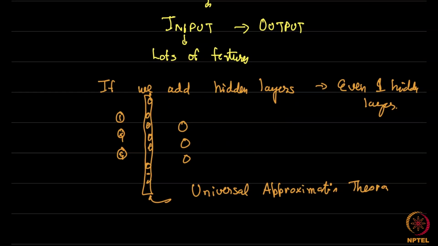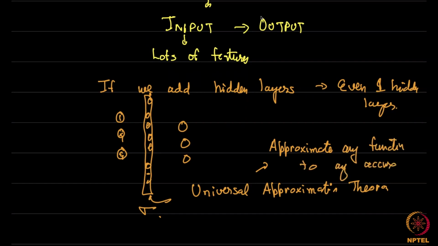So provided you add one hidden layer with a sufficient number of neurons, you can actually, without extra features here, you don't need any extra features here. The universal approximation theorem says you can approximate any function to any accuracy. Now, this looks too good to be true, but it is true in that you can approximate any function to any accuracy, provided you are free to choose a lot of neurons.